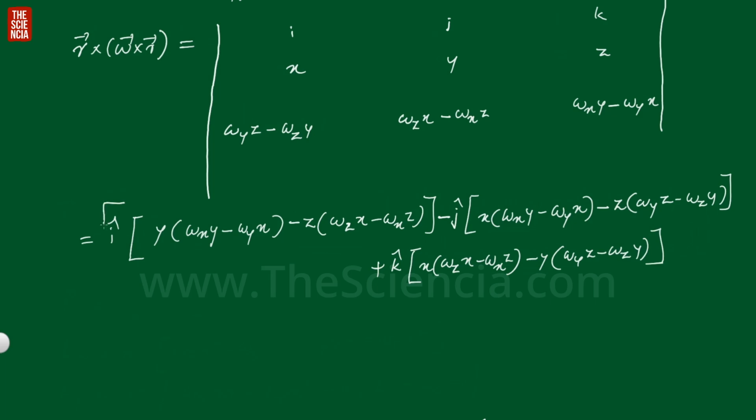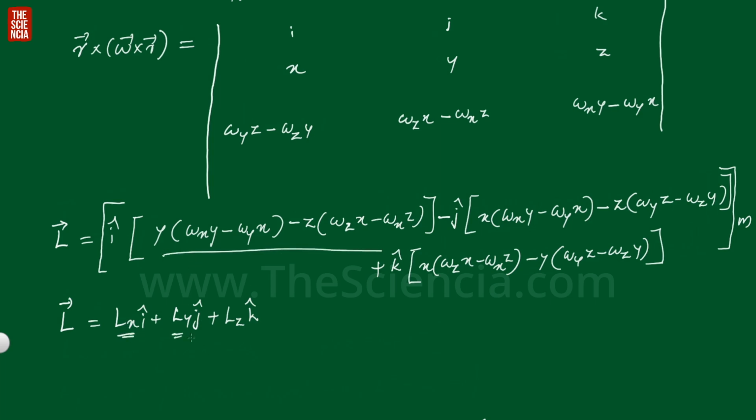If we multiply this with mass m, then we get the L vector, right? And what is the L vector? What are the components of the L vector? It is equal to Lx i cap plus Ly j cap plus Lz k cap. So here we can compare these two equations. So Lx will be equal to this first term, right? And Ly will be equal to the second term, and Lz will be equal to the third term.